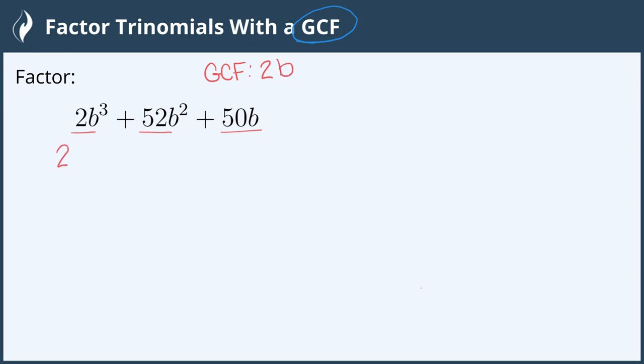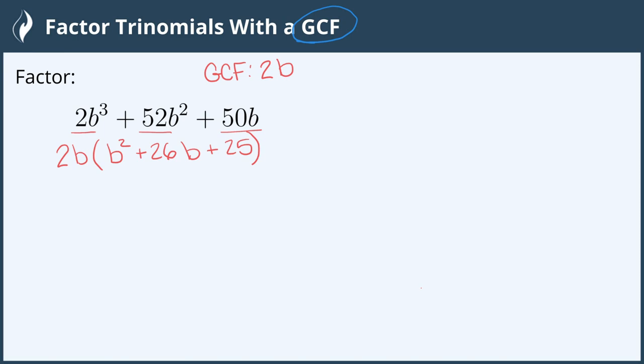So if I take a 2 and a b out of all of these, 2b cubed divided by 2b leaves us with just b squared. And then 52 divided by 2, positive divided by positive is positive, and 52 divided by 2 is 26. b squared divided by b leaves 1b behind, and the last one, 50 divided by 2 is 25, and factoring out the b, there's no more b left. So now we've factored out the greatest common factor. Now we need to continue factoring the trinomial.